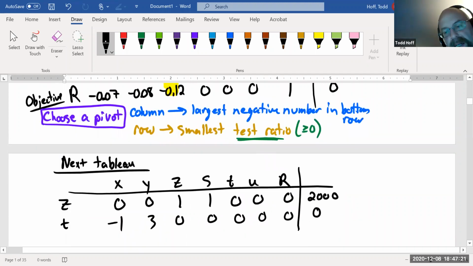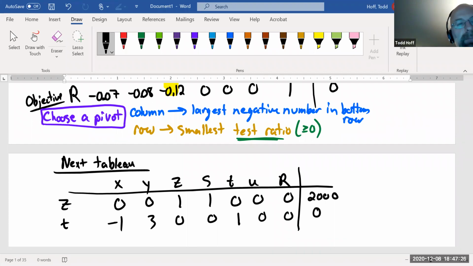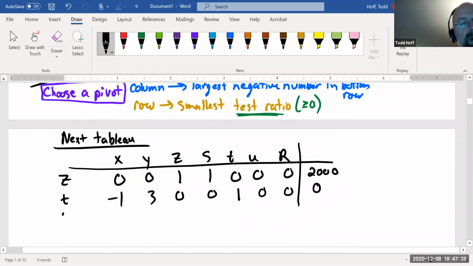Sorry, I have to have the 1 in the T. I forgot my 1 in the T for my slack variable. Now for the U row, we're going to have to do some changes there.